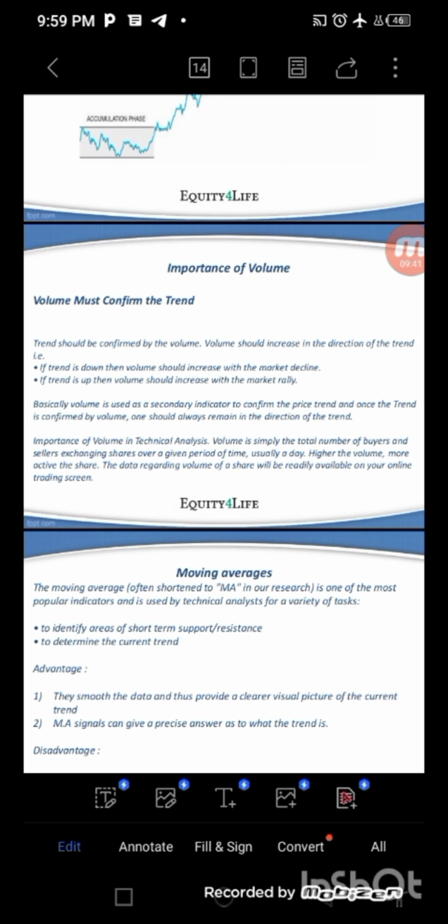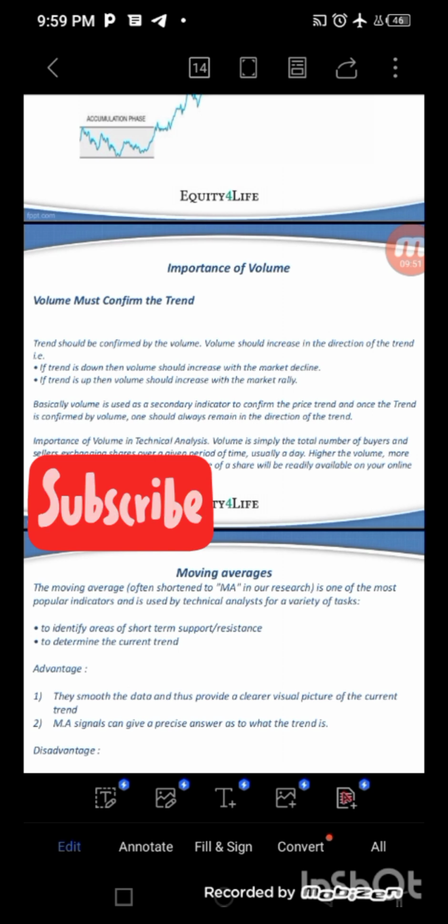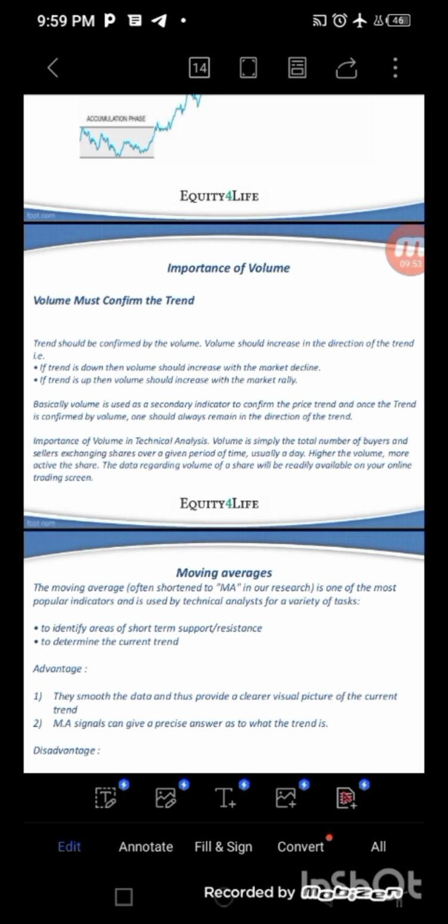Importance of volume in technical analysis. Volume is simply the total number of buyers and sellers exchanging shares over a given period of time, usually a day. The higher the volume, the more active the share. The data regarding volume of the share is readily available on your online trading screen.